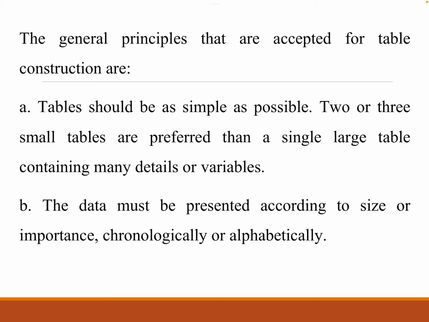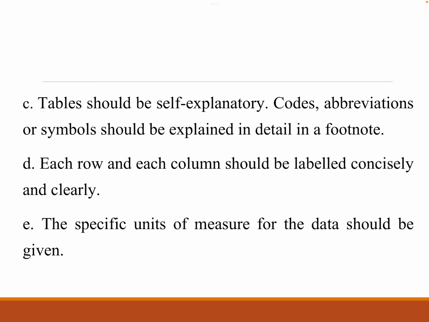The general principles that are accepted for table construction are, first, tables should be as simple as possible. Two or three small tables are preferred to a single large table containing many details or variables. Second, the data must be presented according to size or importance, chronologically or alphabetically. Third, tables should be self-explanatory. Codes, abbreviations or symbols should be explained in detail in a footnote. Fourth, each row and each column should be labeled concisely and clearly. Fifth, the specific units of measure for the data should be given.